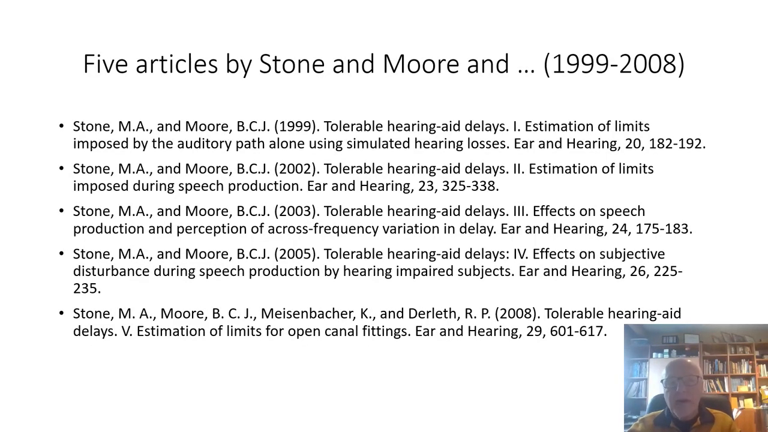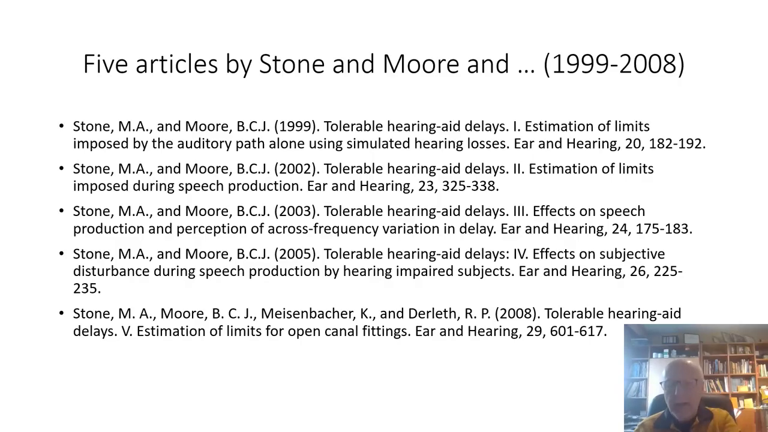There are 5 articles. There have been more, but these are the 5 articles that the hearing aid industry has grabbed onto, and they're listed as Roman numerals 1 to 5, mostly by Michael Stone and Brian Moore at the University of Cambridge, and they appeared in Ear and Hearing, a very reputable journal in our field, between 1999 and 2008.